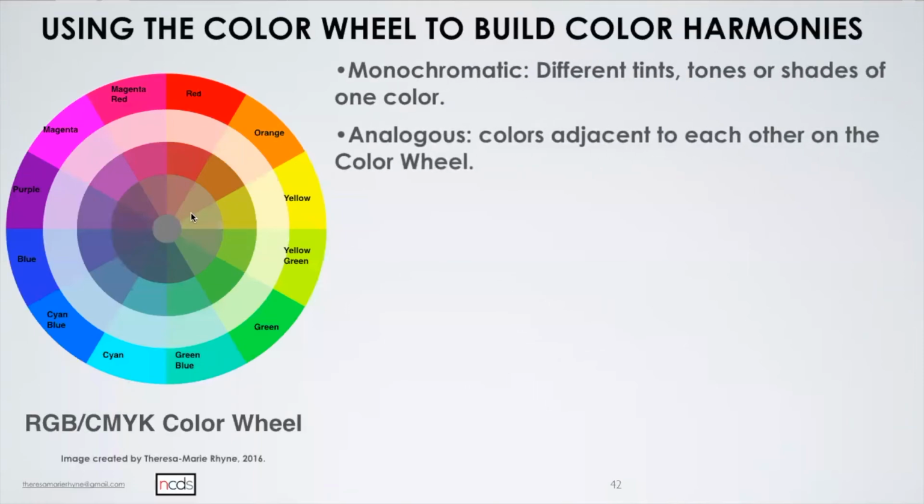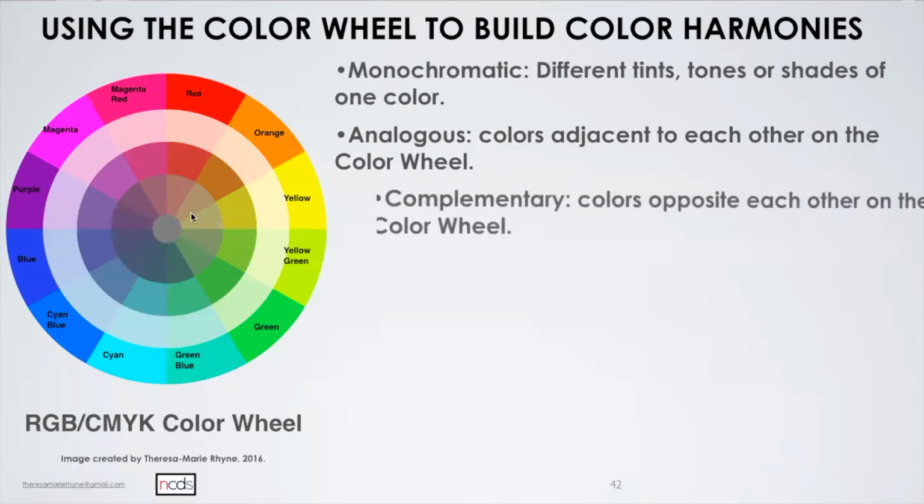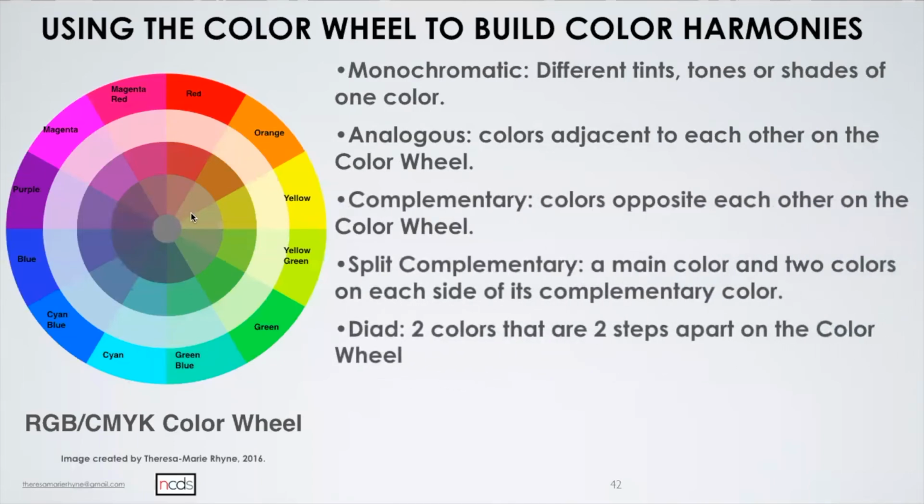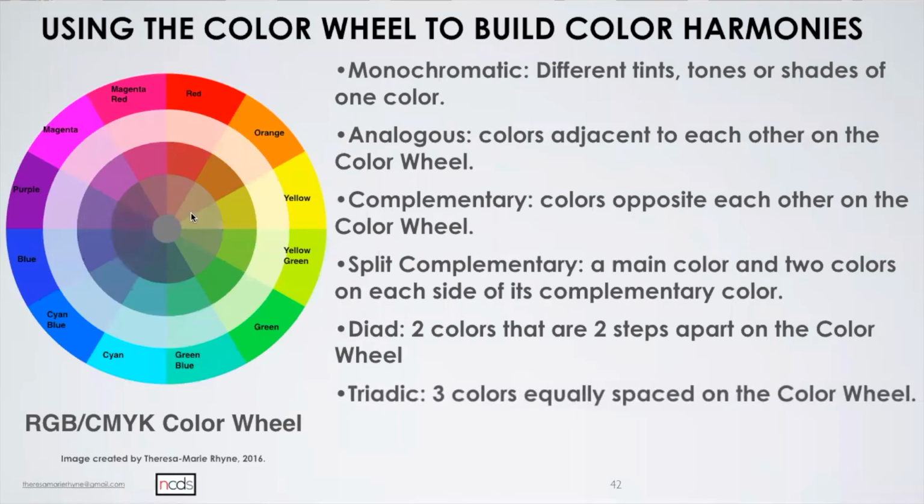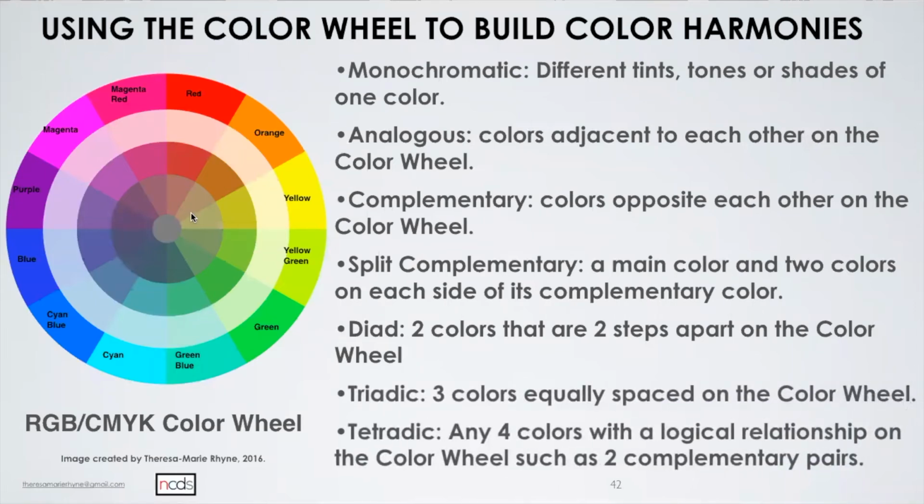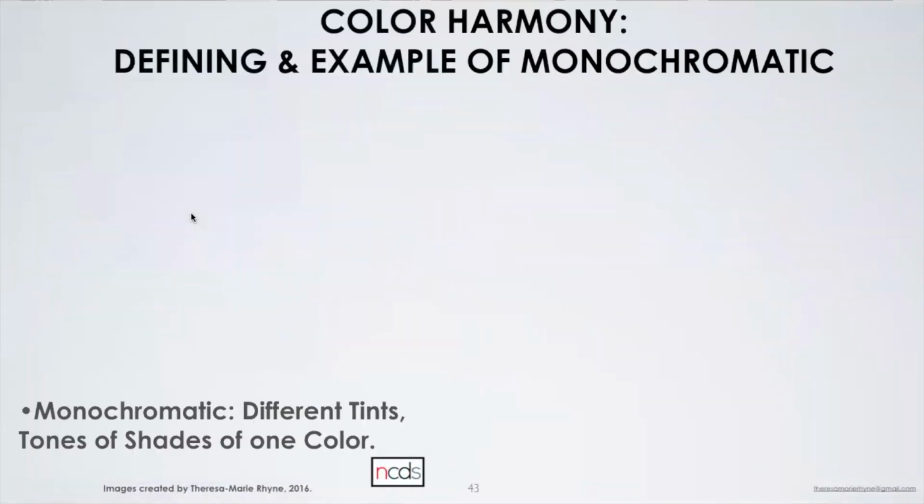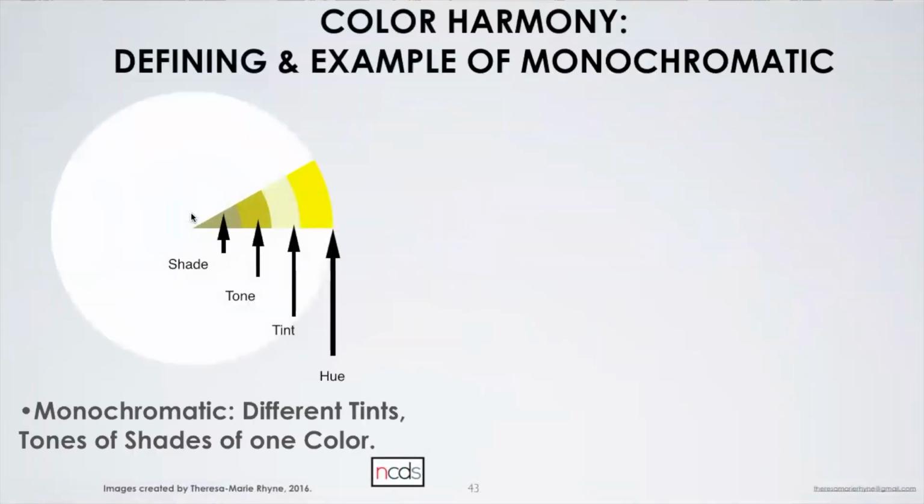So now I'm going to talk about color harmonies: monochromatic, analogous, complementary, split complementary, dyad, triadic, tetradic. Now, I am only going to cover 3 for this particular class because it would take me a little bit longer. I teach a longer class in my tutorials at conferences and things, but here we're going to talk about monochromatic. So this is your hue, tint, tone, and shade.